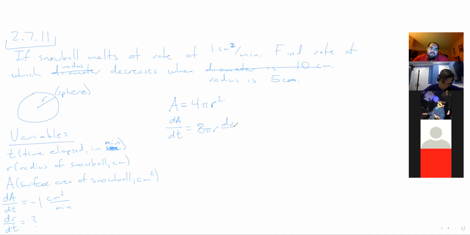Here we go. And then you can substitute the -1 for dA/dt, right? Yep, I know that one. Equals 8 times pi. Do I know r? 5. Yep. Do I know dr/dt? Nope, that's the thing I want. So from here, I get -1 over 40 pi equals dr/dt.